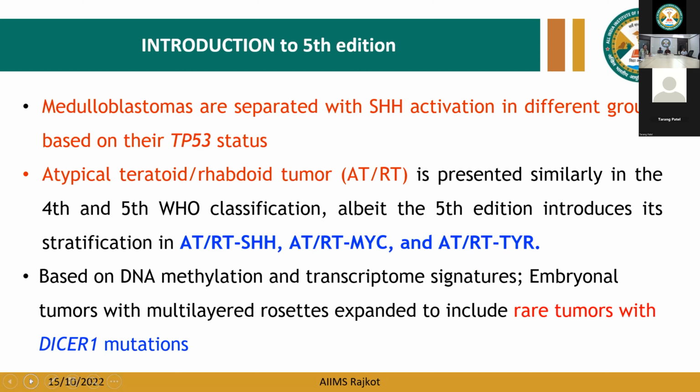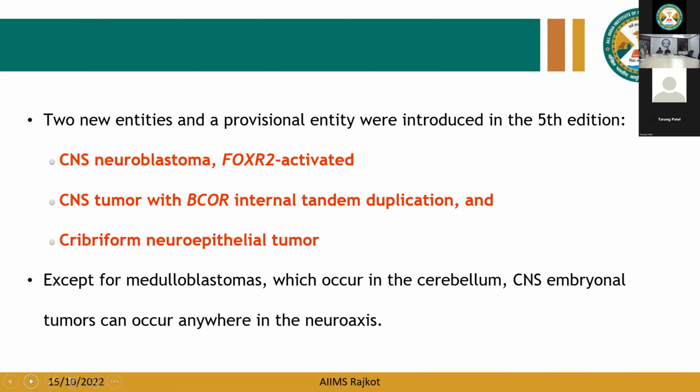Now, medulloblastomas with SHH activation are separated into different groups, as I showed you, based on the TP53 status. ATRT has been divided into 3 molecular subtypes: SHH, MYC, and TYR, that is tyrosinase. And embryonal tumors with multilayered rosettes, along with the C19MC alteration, now also comprise DICER1 mutations. As I showed you, 2 new entities, neuroblastoma FOXR2 activated and CNS tumor with BCOR ITD duplication, have been added, and a provisional entity named cribriform neuroepithelial tumor.